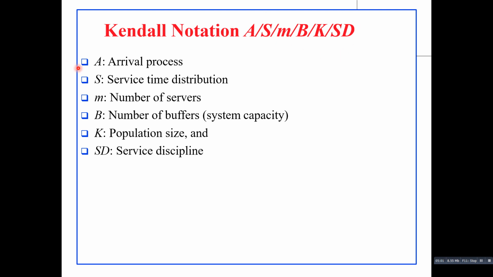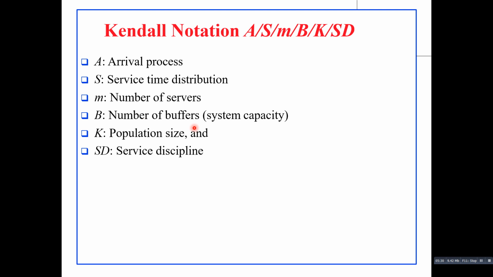For the first one, A is the arrival process, whether you come in bulk, or come in a group, or come individually. S is the service time distribution, whether they can serve individually or serve a group first or whatever service they prioritize. M is the number of servers that can service customers at one time.